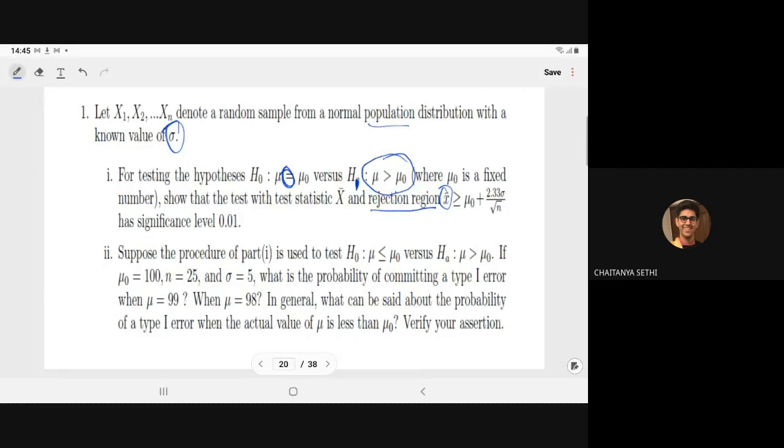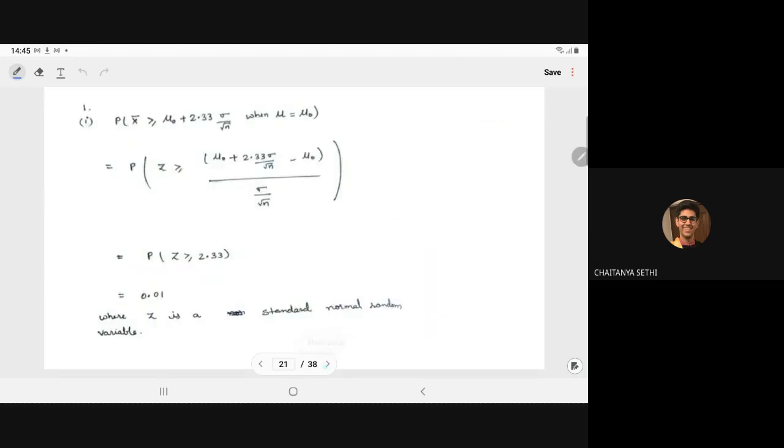So here, the test statistic is the x bar. Test statistic means it is a random variable over which we are testing our hypothesis, with a significance level of 0.01. In this case, the rejection region is given to you: x bar greater than or equal to mu naught plus 2.33 sigma upon root n, when mu is equal to mu naught.